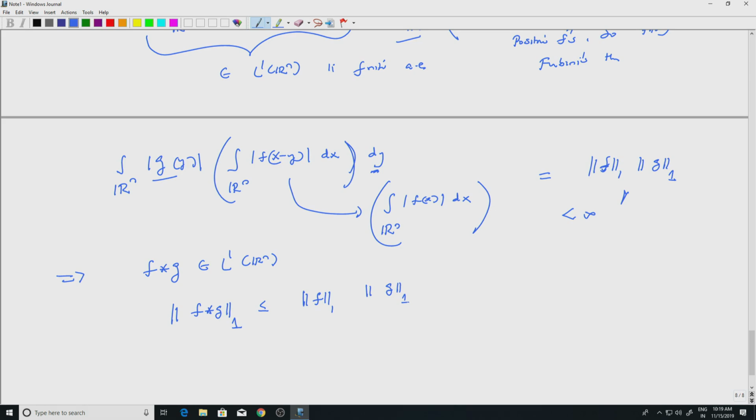Okay, so we will stop here. So we just saw some simple applications of Fubini's theorem and polar coordinates. We will continue a little bit more using Fubini's theorem, and then we will go to a new topic called complex measures. Okay.